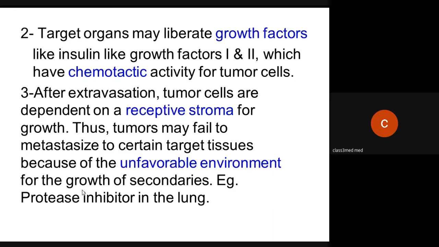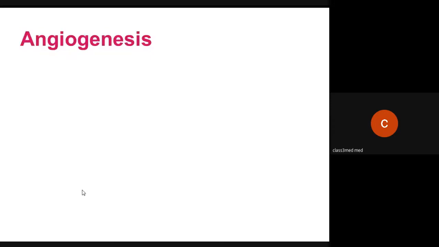Now, tumor angiogenesis. Angio means vessel, okay? Hemangio, blood vessels, lymphangio, lymphatic vessels. Angiogenesis means synthesis of new blood vessels.